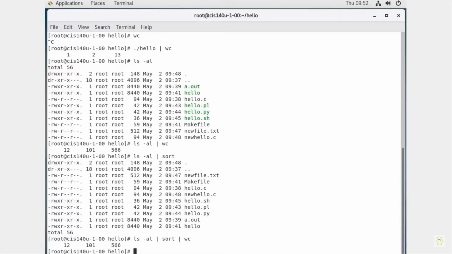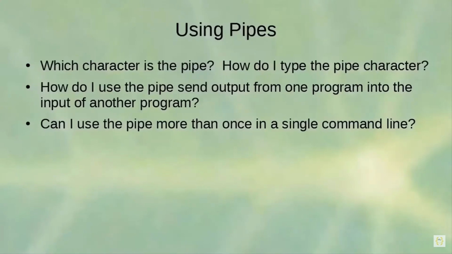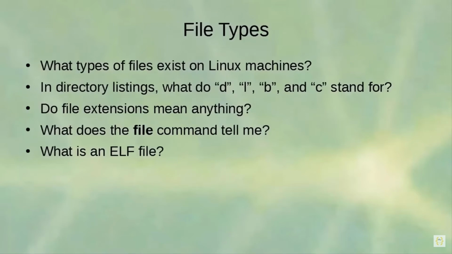So you can run multiple different things and run multiple programs at once. Just have it pass the output into the input of the next thing until you're done. So that's pipes. File types. What types of files exist on Linux machines? Well, we have these different letters when I do ls -l. D is for directory, L is for link, B is for block device, and C is for character device. So you can look around and see things.